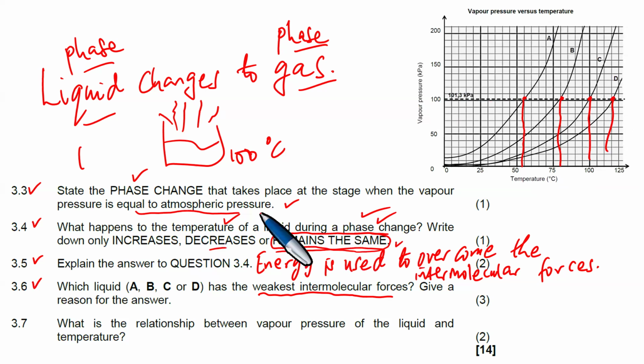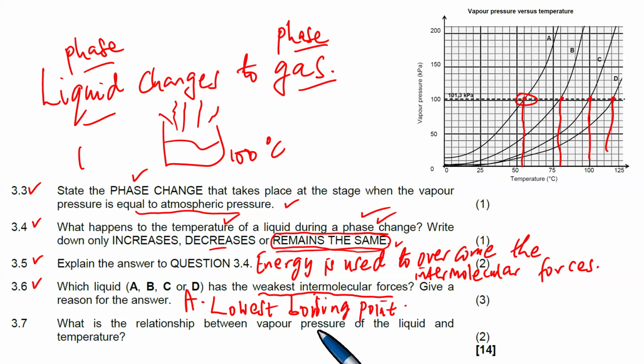Right, so we're able to see that it is exactly A. A has the weakest intermolecular forces. Give a reason why A has the weakest molecular forces. Because it's gonna boil first. It has the lowest boiling point.